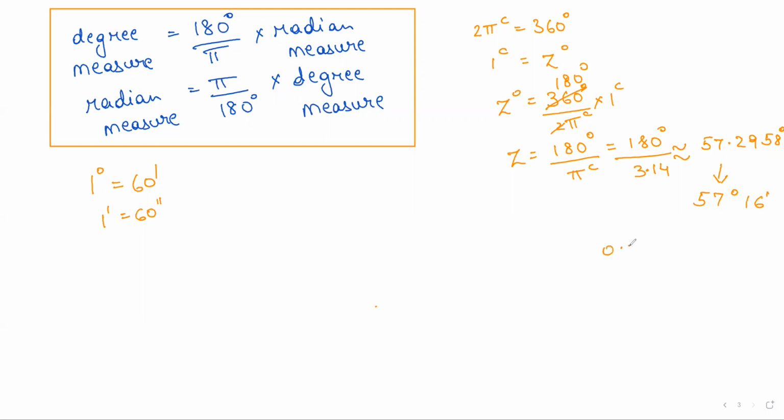So you're converting 0.2958 degrees into minutes. And 1 degree is equal to 60 minutes. So the required value, say x minutes, is equal to 0.2958 into 60 minutes. Multiplying this, you get something like 16 point something. So we are not calculating this further. This is the degree equivalent for 1 radian. So 1 radian is equal to 57 degree 16 minutes.